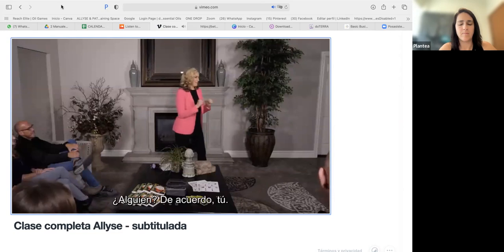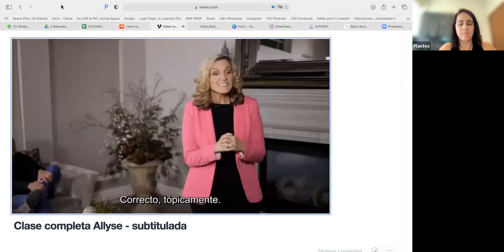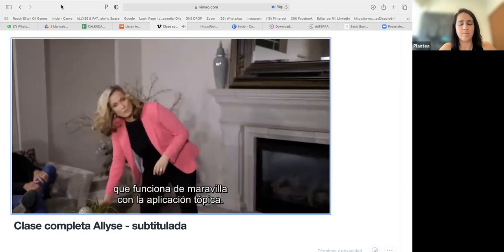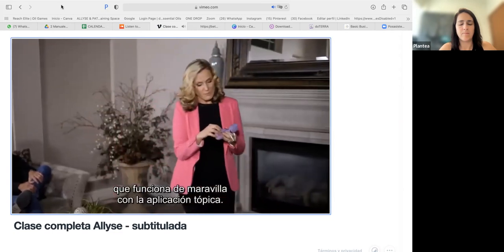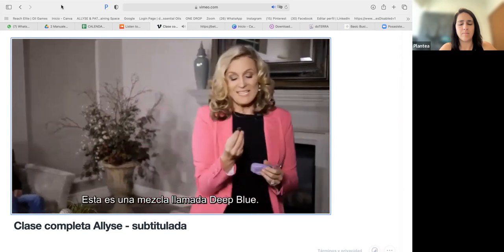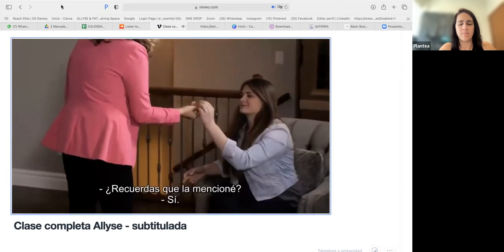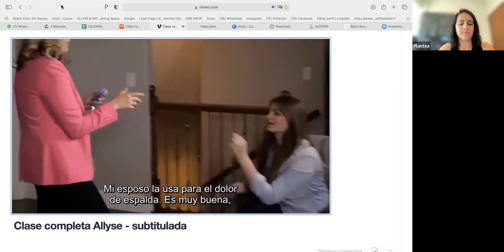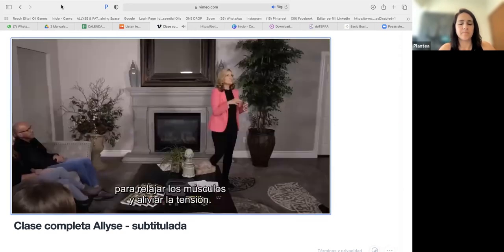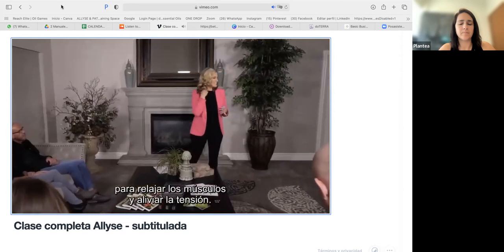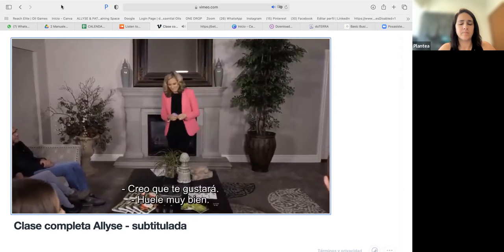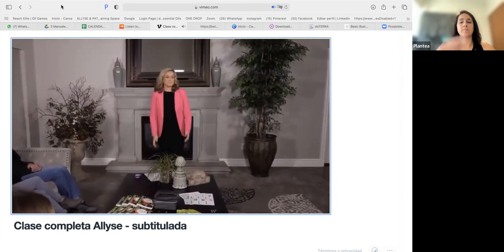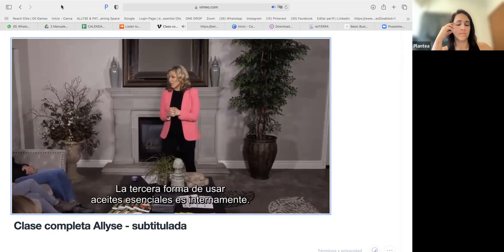Super, all right. Who knows the second way that we use oils? Anyone? Okay, I'm going to go with you. Topically. Great, that's right, topically. Now, I have something for you, and it's super for the topical application of essential oils. This is a blend called Deep Blue. Remember I talked a little bit about this. My husband used this for his back. It's great for back pain. It's also great for soothing muscles and tension. I think you're going to really like it. Oh, it smells really nice. It does smell good. Yeah, it smells really, really good.